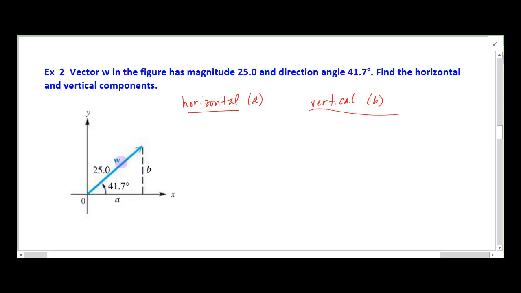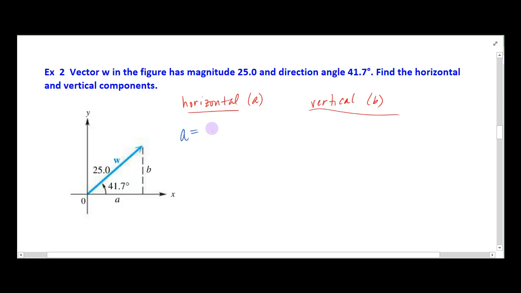that I have the vector w, and it has a magnitude of 25 with a direction of 41.7 degrees. I want to find both the horizontal and the vertical components of this vector. So just using the formula above, the horizontal component is the product of the magnitude of the vector, so that would be 25, times the cosine of the angle of the vector, 41.7. So we're just going to plug that value into the calculator.